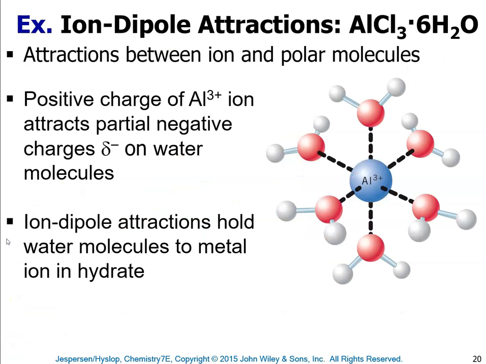Another example is an aluminum ion being attracted by the partial negative charges of the water molecules that are shown here. And you can see that these are going to surround this and allow it to be solubilized. This type of interaction is quite strong because it's not a temporary interaction. This is a permanent charge here. And so there's going to be a pretty strong intermolecular force between the normal dipole molecule and that permanent ionic charge.